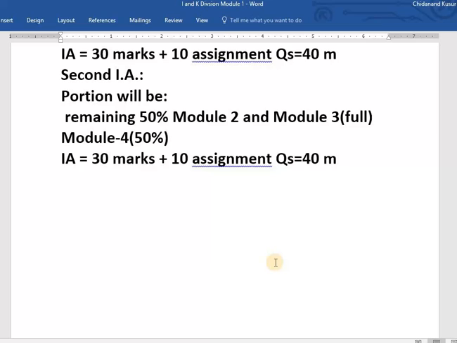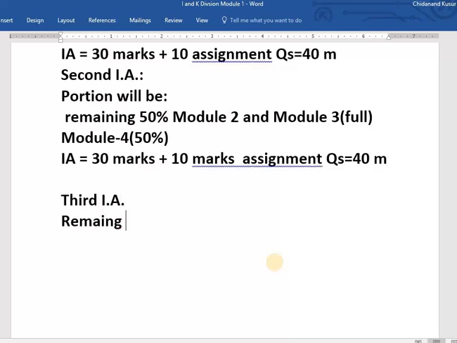This is what the syllabus is for the second internal. Second internal also carries 30 marks plus 10 marks for assignment questions, again 40. Similarly, for third IA, the remaining syllabus. Remaining syllabus means the remaining part of module 4 as well as module 5.